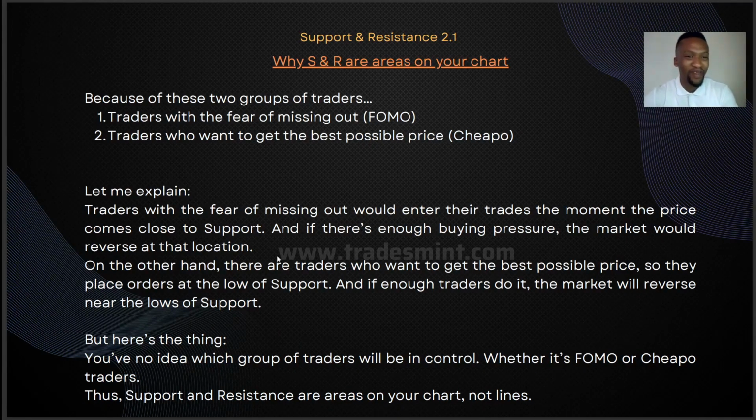Now let me explain. Traders with the fear of missing out would enter their trades the moment the price comes close to support, and if there's enough buying pressure, the market would reverse at that location. On the other hand, there are traders who want to get the best possible price, so they place orders at the low of support, and if enough traders do it, the market will reverse near the lows of support. But here's the thing, you have no idea which group of traders will be in control, whether it's FOMO or cheapo traders. Thus, support and resistance are areas on your chart and not lines.